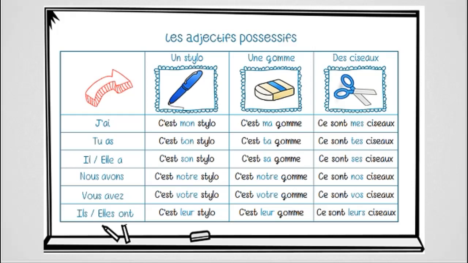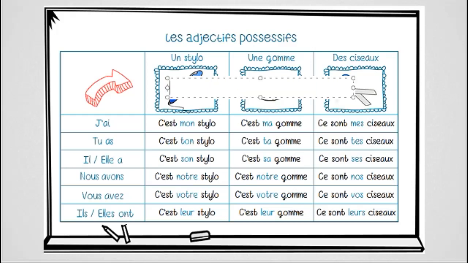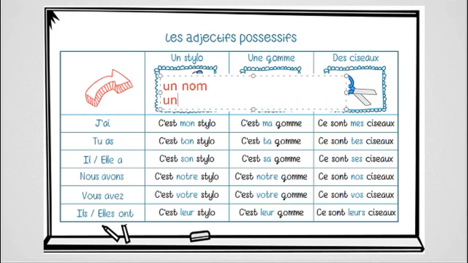Okay. Now I will add some more vocabulary. Yes. That can be a nom. That's also a nom. Nom. Mm-hmm. Okay. Also, not this nom. This nom. Arbre.